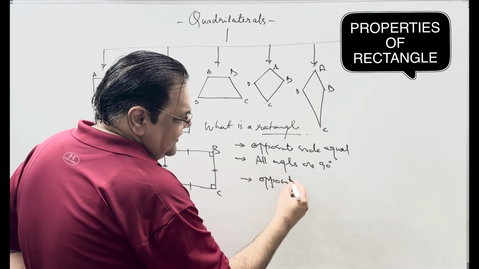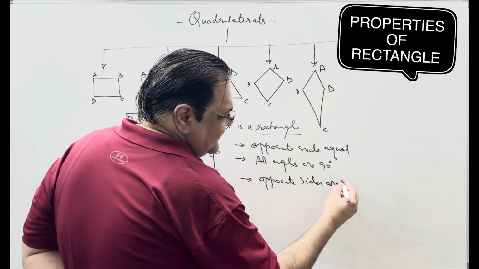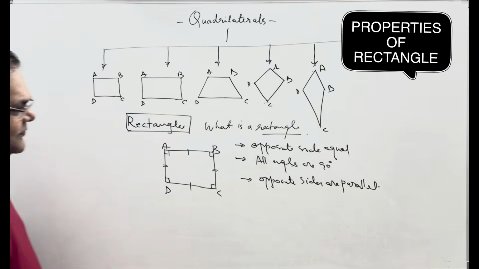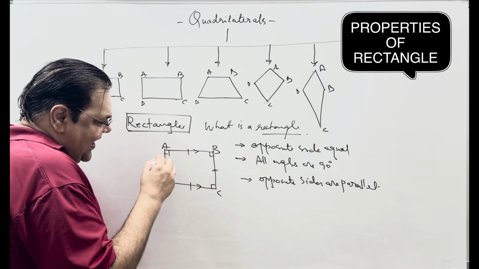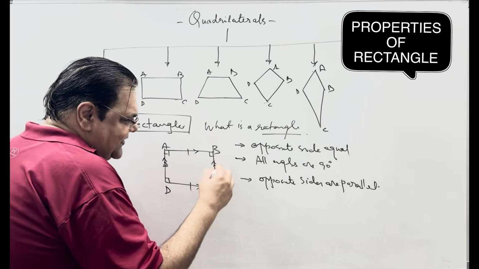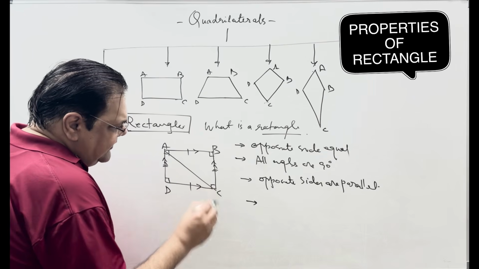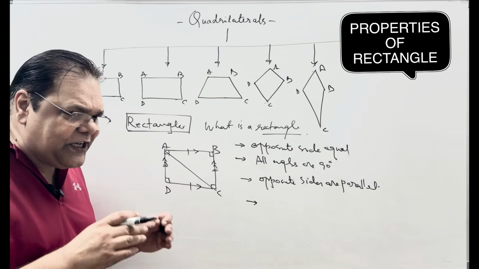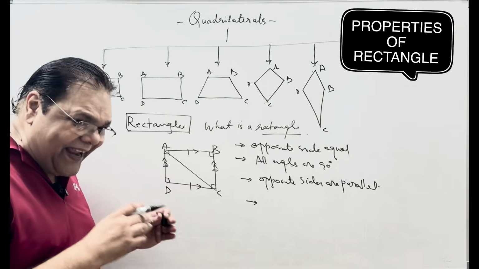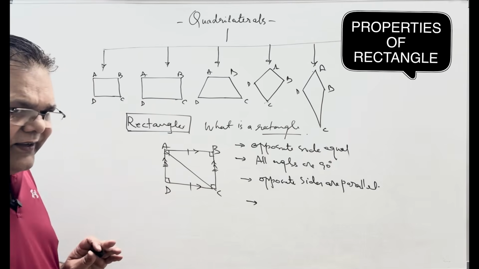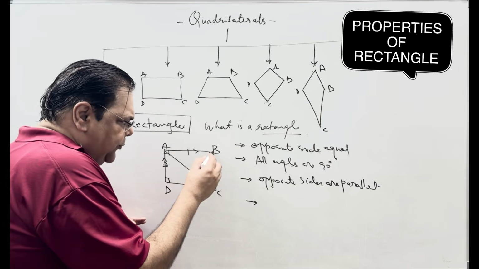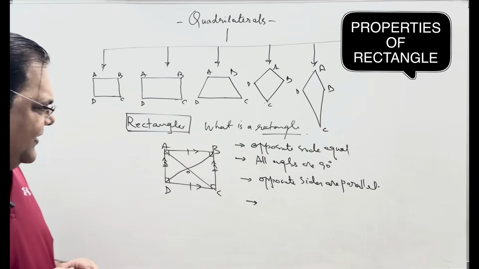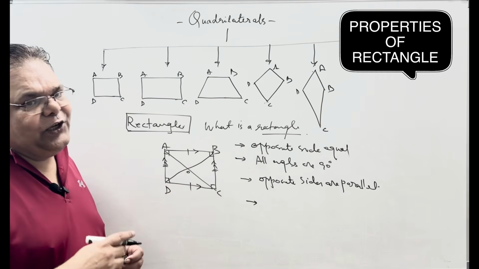Opposite sides are parallel. So this is parallel to this and this is parallel to this. If you join AC, this is what? This is a diagonal. Join the opposite vertices of the rectangle. So AC is a diagonal. You can join the opposite vertices here also. And you can say BD and AC are the diagonals.